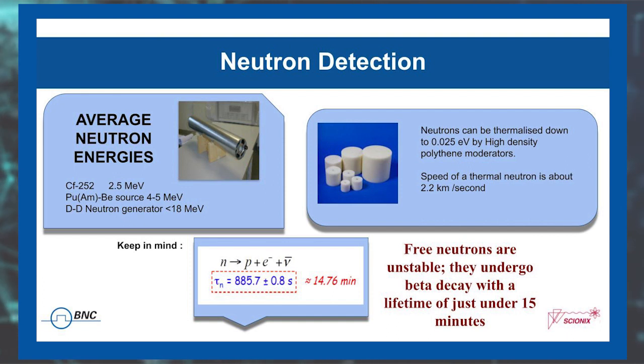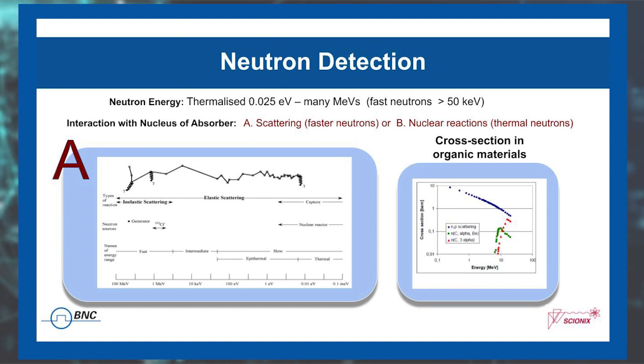Neutrons can be thermalized, slowed down to thermal energies, with high-density polythene moderators, and realize the speed of a thermal neutron is still 2 kilometers per second. Neutrons are not particles we can put in a jar, so to say. They're actually unstable, they undergo beta decay. So neutron energies can vary between thermal energies to many, many MeVs. We speak about fast neutrons when the energy is more than roughly 50 keV.